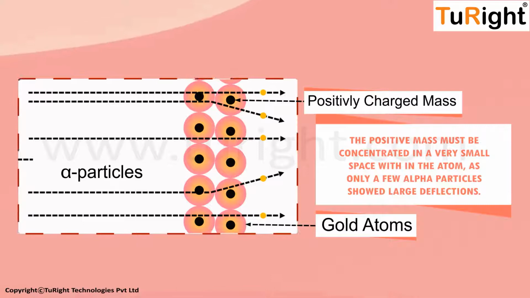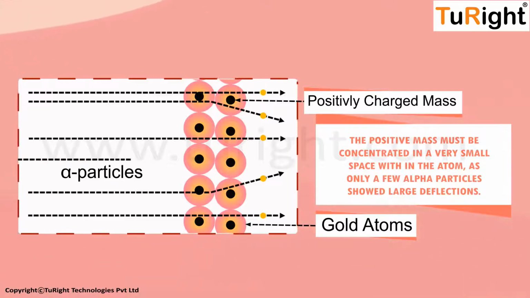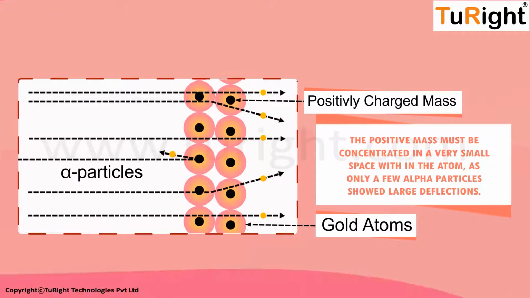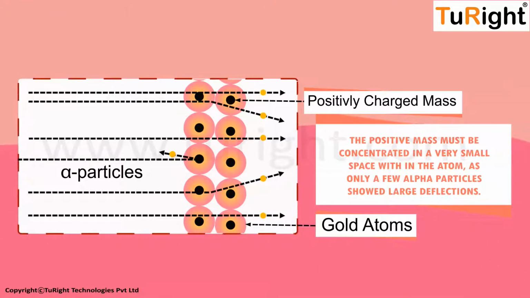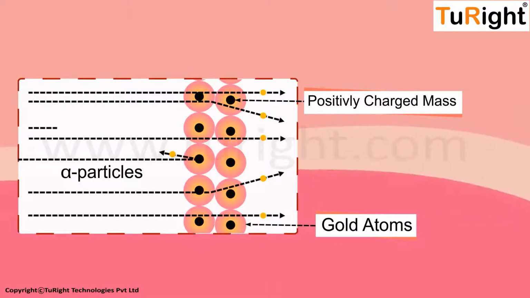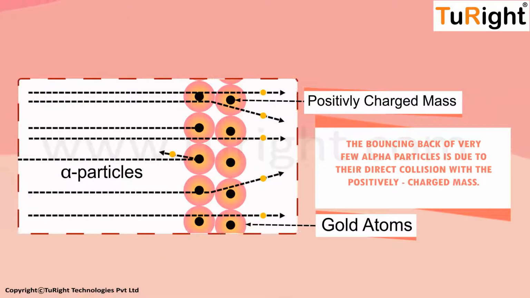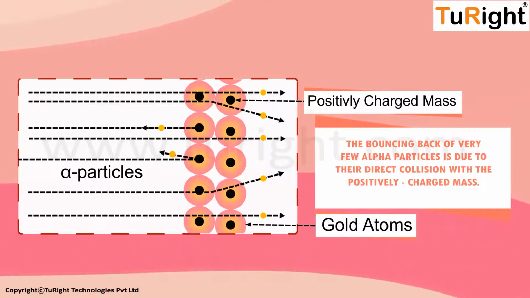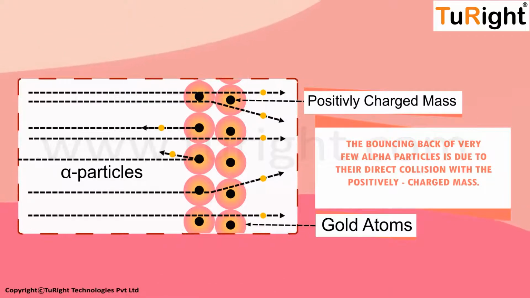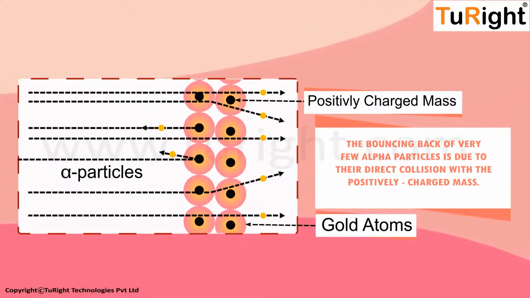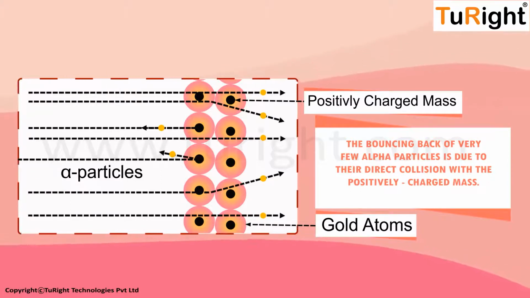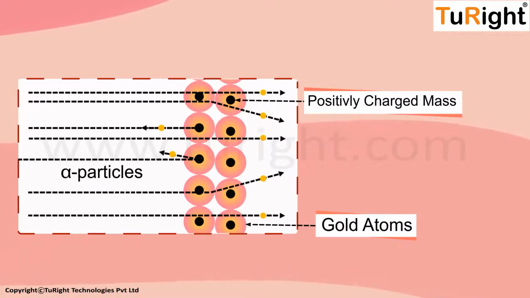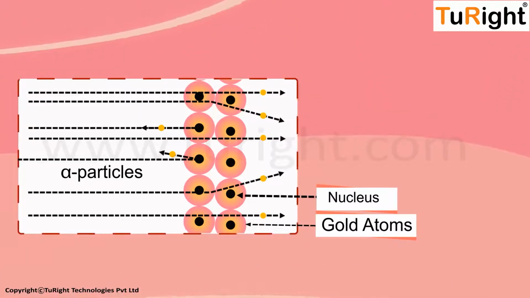This positive mass must be concentrated in a very small space within the atom, since only a few alpha particles showed large deflections. The bouncing back of very few alpha particles with a deflection of 180 degrees indicated a direct collision with the positively charged mass of the atom. Later, Rutherford termed this positively charged mass as the nucleus and proposed it to be located at the center of the atom.